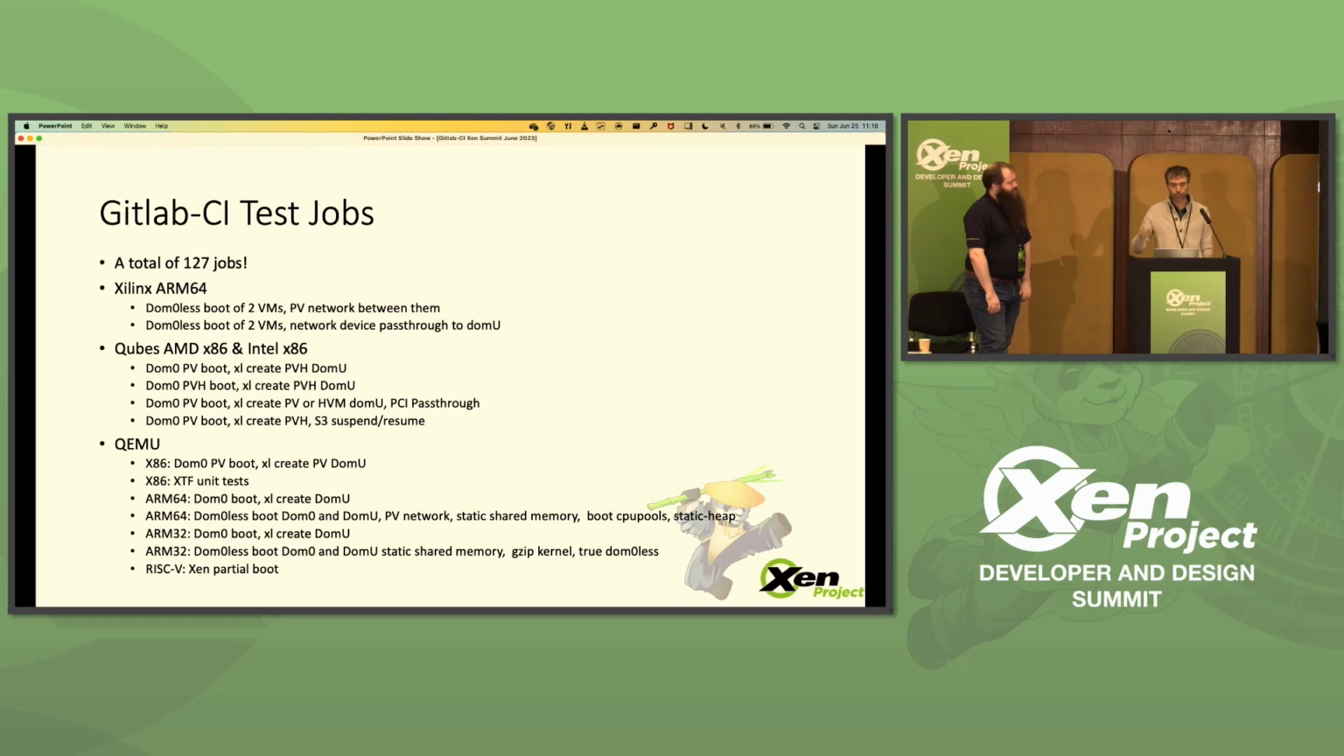So we have DOM0 booting and creating guests, DOM0-less boots, DOM0-less boot with PV network, static shared memory between guests, CPU pools, static heap. We even have true DOM0-less tests without a DOM0 and DOM0-less only. And we're starting to have RISC-V tests that test basically as far as Xen is able to boot on RISC-V. And PowerPC now. And PowerPC as of this week, yes.